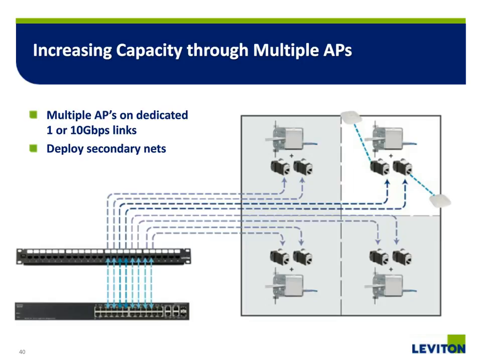So if you're going to be implementing 802.11n access points right now, if you're going to pull cabling, go ahead and pull two connectors. That way, if you're going to upgrade your active equipment, the cabling is already in place. All you have to do is get a couple of patch cords.